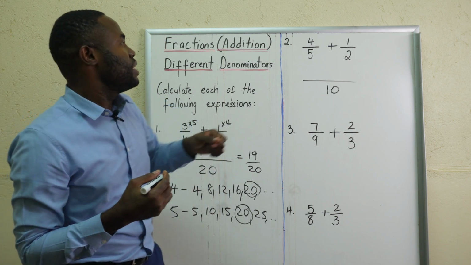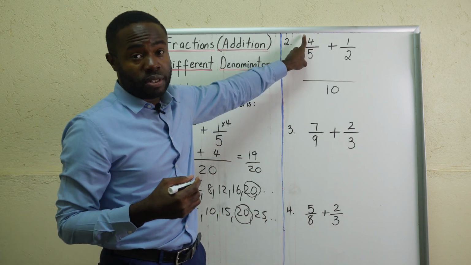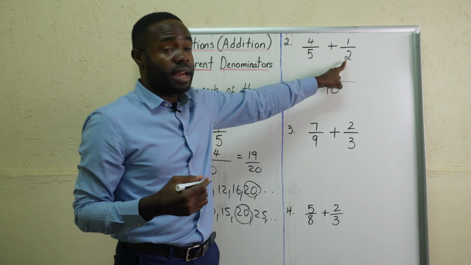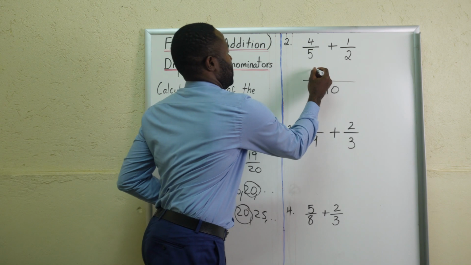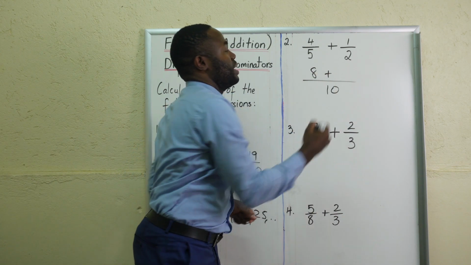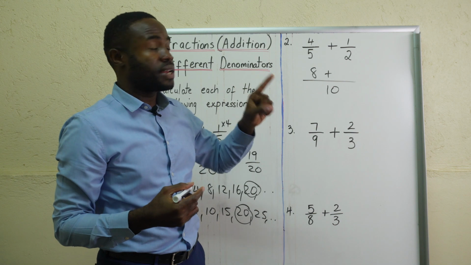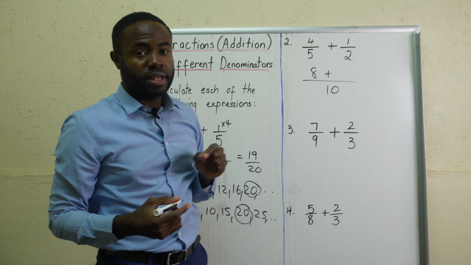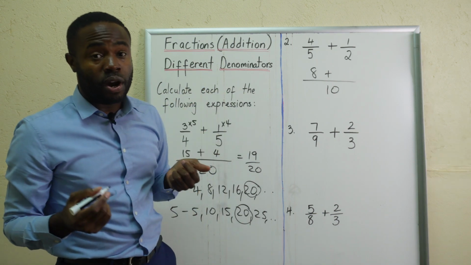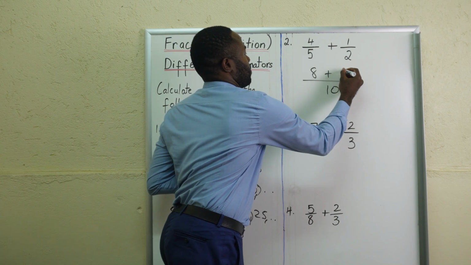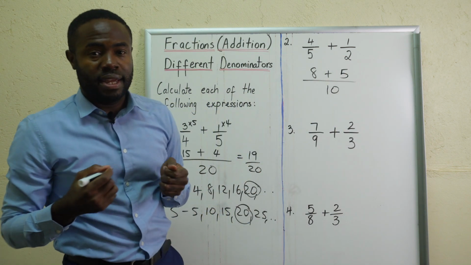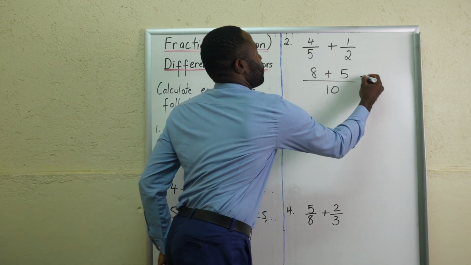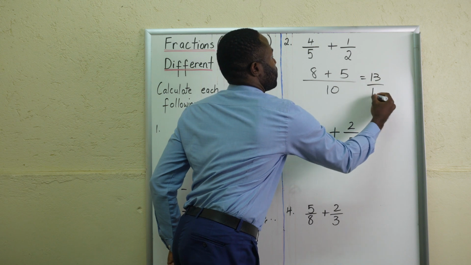Now 10 is the lowest common multiple of 5 and 2. After you have done that, you're going to multiply the first numerator with the second denominator. So that will be 4 times 2, and 4 times 2 is 8, and then you put back your plus sign. After you have done that, you're going to go to the next side now. So you're going to multiply the second numerator with the first denominator. So that will be 5 times 1, or 1 times 5, which is 5. After you have done that, you're going to add the 8 and the 5, and that will give you 13, and then you put back the 10. So that will be 13 over 10.